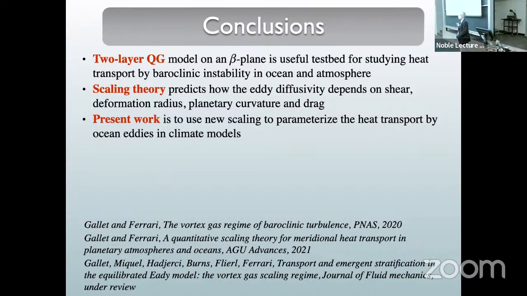So essentially, you have to do the exercise I've done here. You have to represent the heat transport by these eddies in terms of variables that are resolved by the model, the large-scale variables that the model sees. And so we're trying to use this scaling to parameterize the effect of turbulence in the ocean mean state, which is necessary in the end to get the large-scale equilibrated climate system.